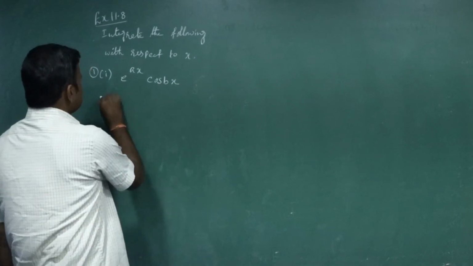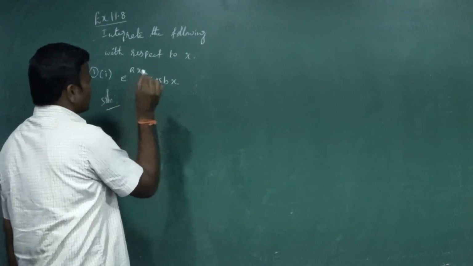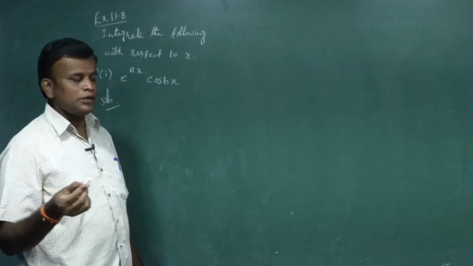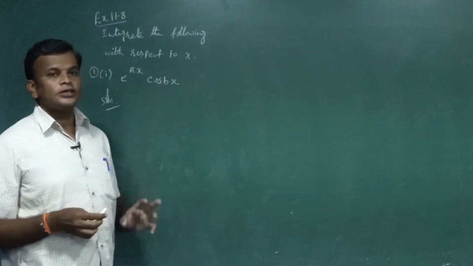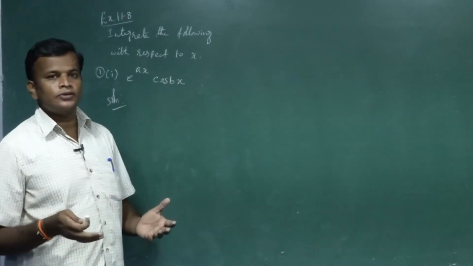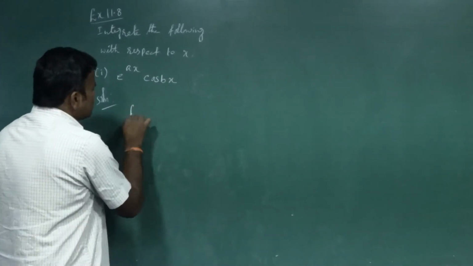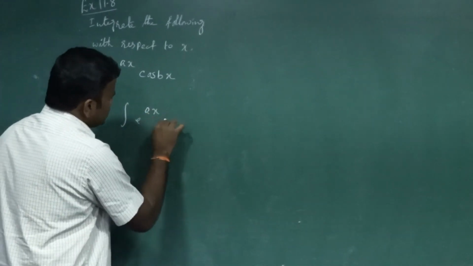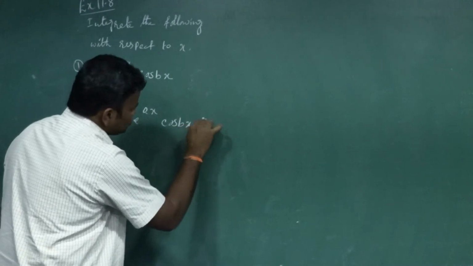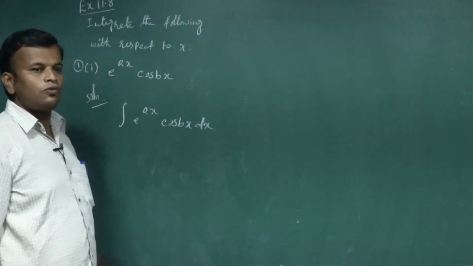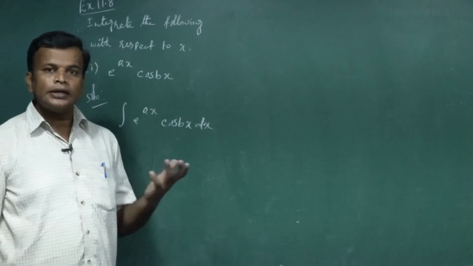How to write it in symbol? Within an integration symbol, e power ax into cos bx. So to find this integration value, we write integral of e power ax cos bx dx. Now to find that value, directly there is no formula.